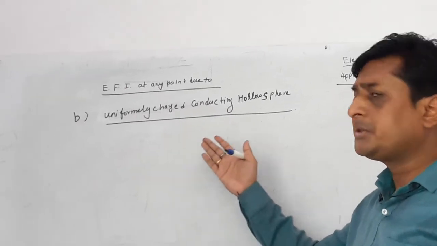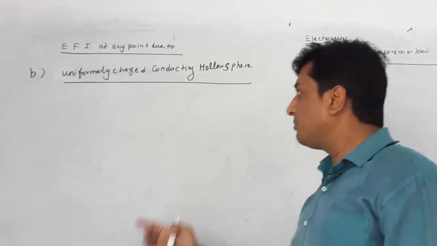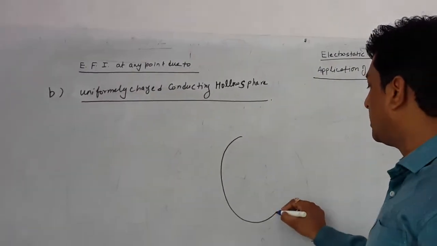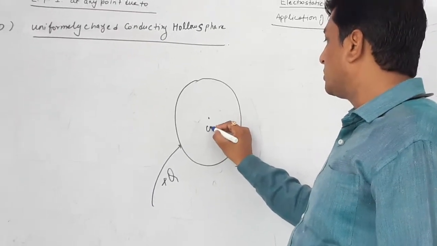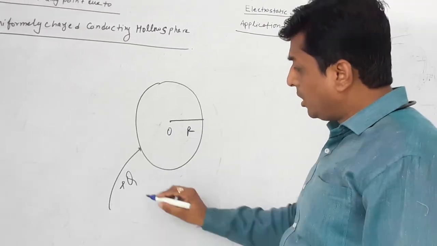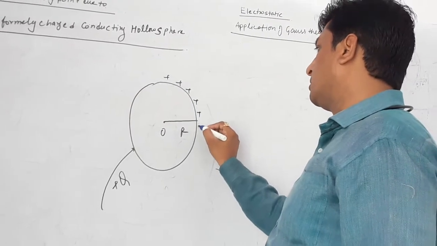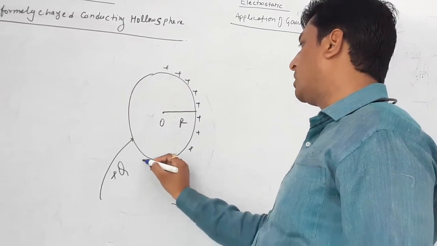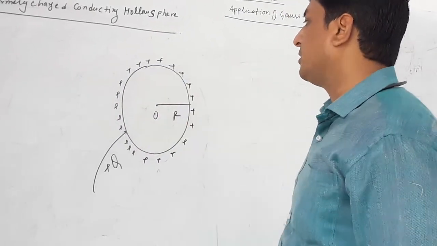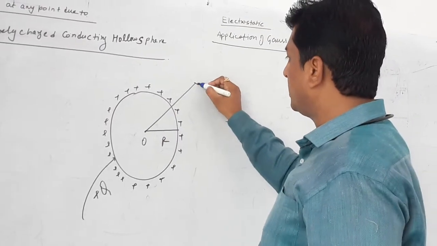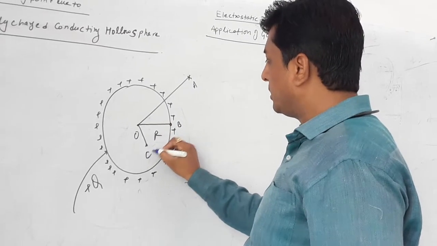Now the second application is the same as the first one, but here the spherical conductor is hollow. Means this is a conductor which is hollow. You are giving plus q charge. Center is O, radius is capital R. Now the moment you give plus q charge, because it is hollow, all the charges will align on the outer surface of this conductor in this way. Now here also you want to measure intensity at A, at B, and at C.